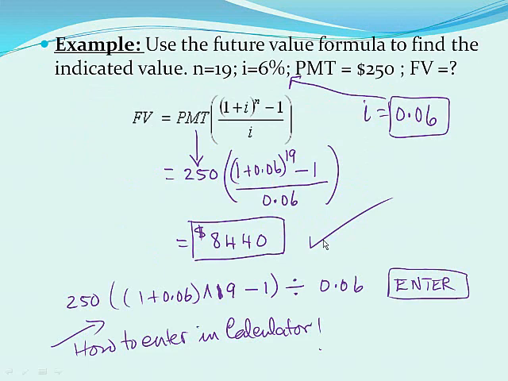Use the future value formula to find the indicated value. n equal to 19, i equal to 6%, payment is 250. What is the future value? Notice that i is given directly. So we use the formula payment multiplied with (1 plus i) to the power n minus 1 over i. When we substitute, we get the final answer to be 8,440.